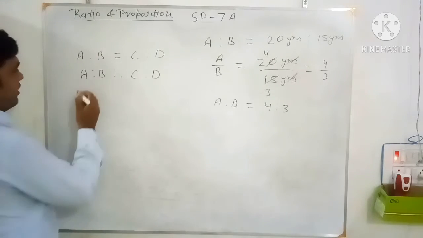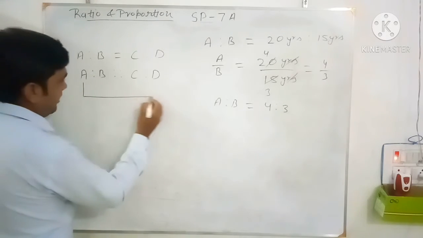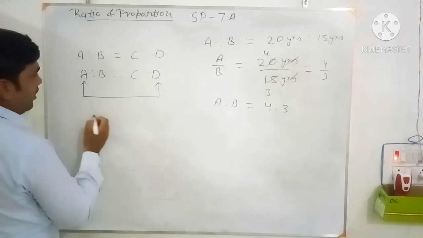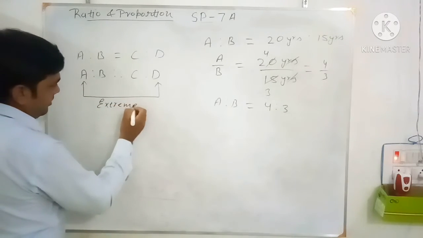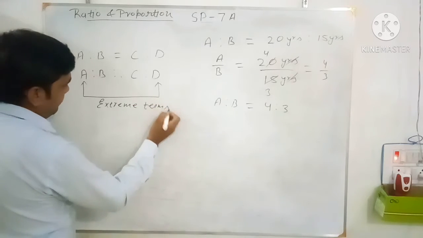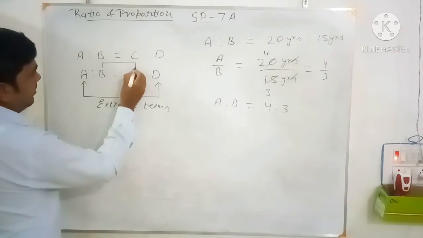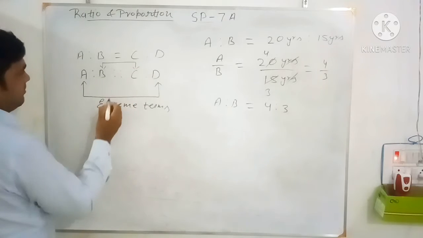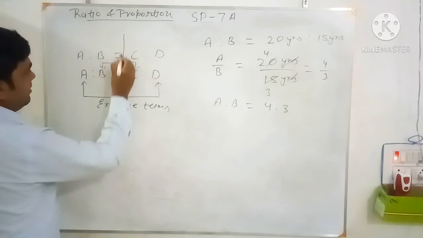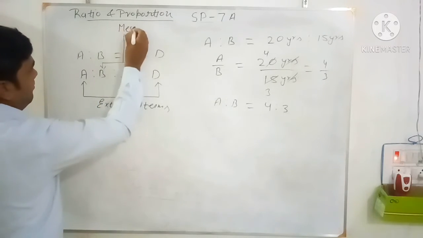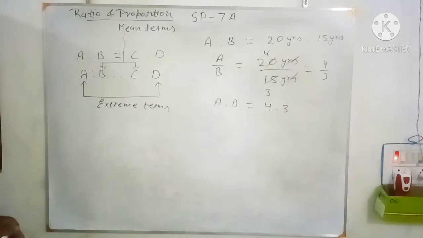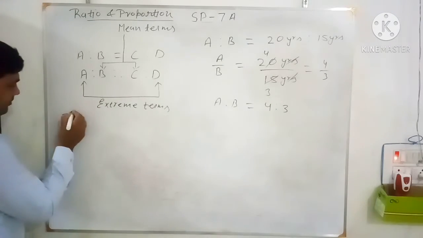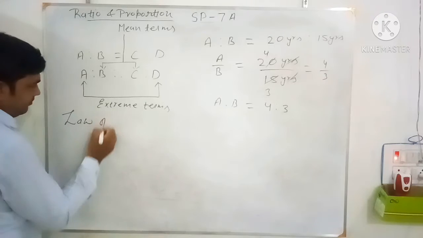Now in the ratio, the first term and the last term are called the extreme terms. The second and third terms, the middle terms, are called the mean terms. So what is the law of proportion?